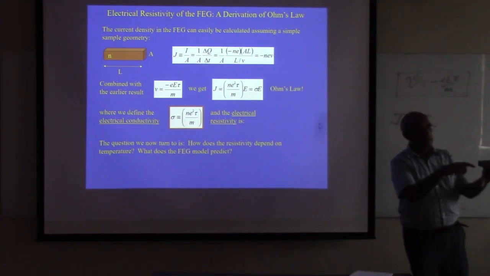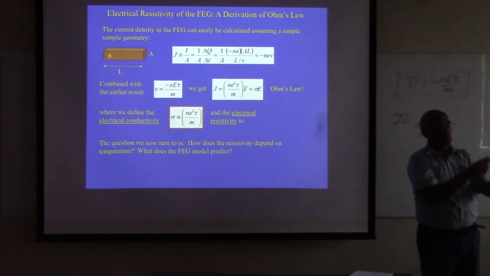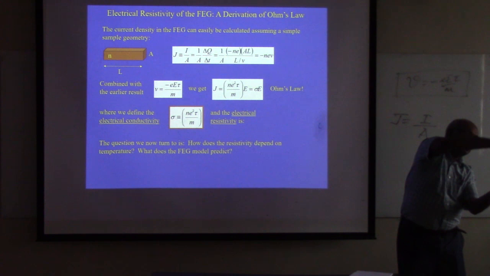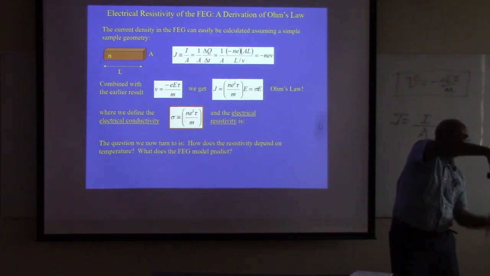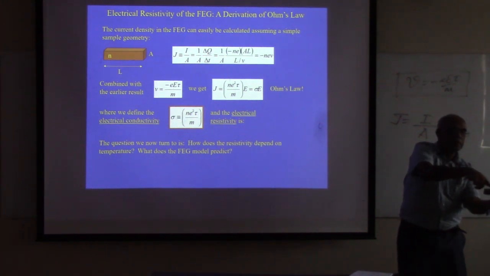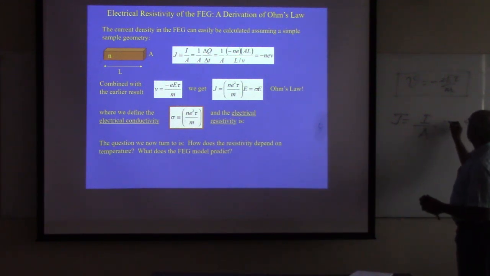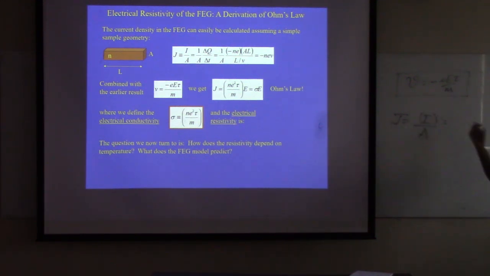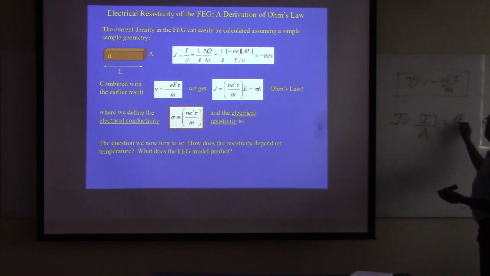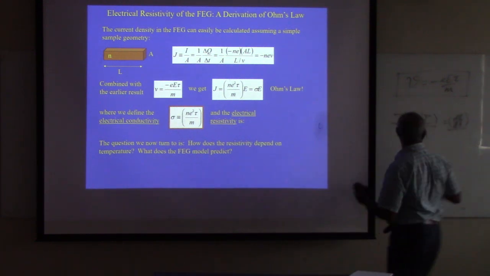If my current is flowing this way, this is my cross-sectional area. Suppose my current is flowing from here to here, then what is the cross-sectional area? This is the normal area, right? So in this case, what is I? I is basically dq by dt, right? So I can write I as charge divided by A.